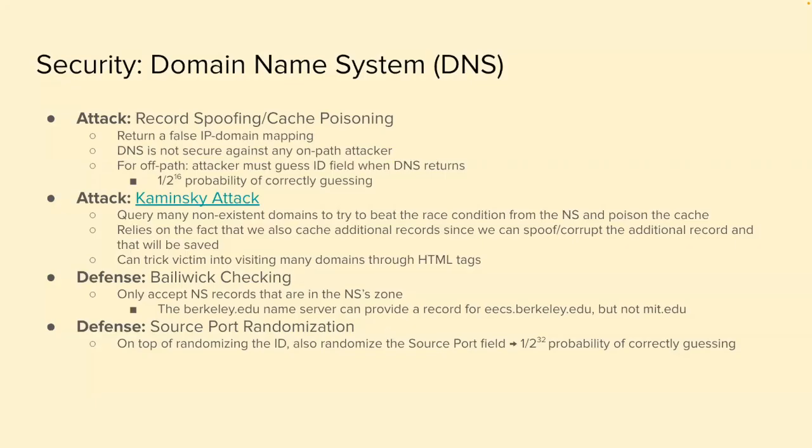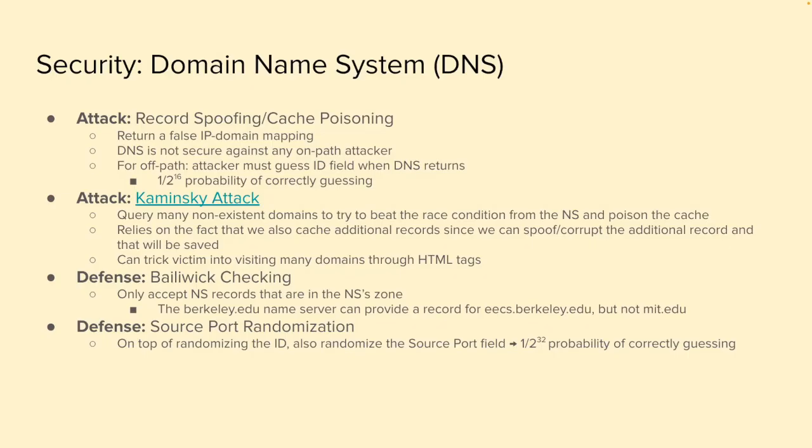And this is why the security implications come in. Number one, the first attack is called spoofing or cache poisoning. Essentially, you return a false IP domain mapping. And DNS is not secure against any on-path attacker. There is no checking or validation. For off-path, they would have to guess the ID, which is 16 bits, so it's 1 over 2 to the 16. So they do have to guess, but on-path, since they know the packets, they can just poison your cache.